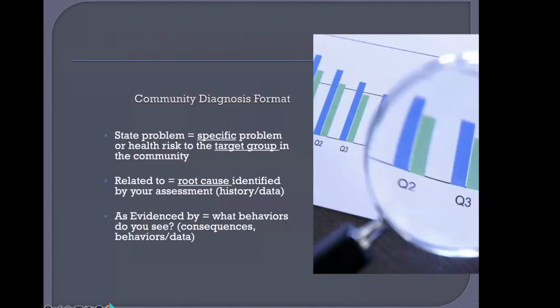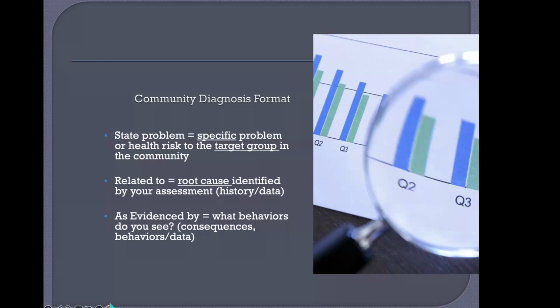Now it's time to make a community nursing diagnosis, and this is the community nursing diagnosis format. There are 3 components to a nursing diagnosis. The first component is where you state the problem. The second component is the related to. The third component is the as evidenced by.